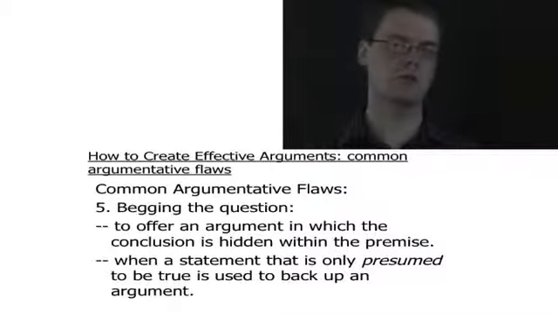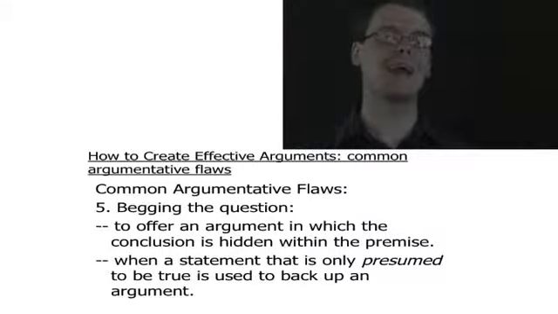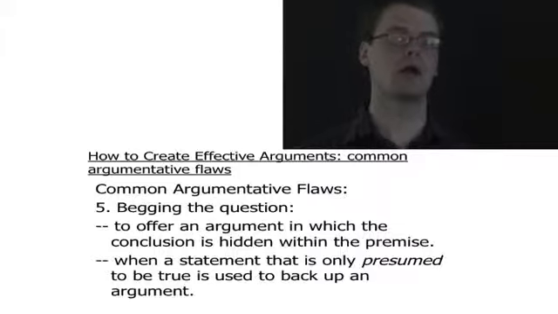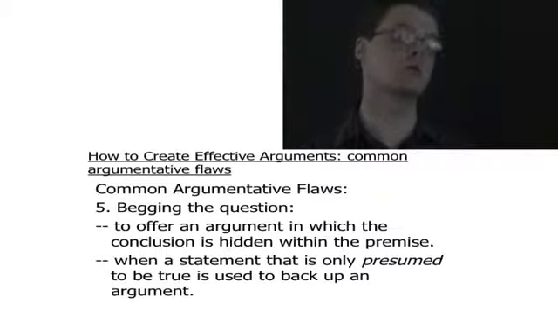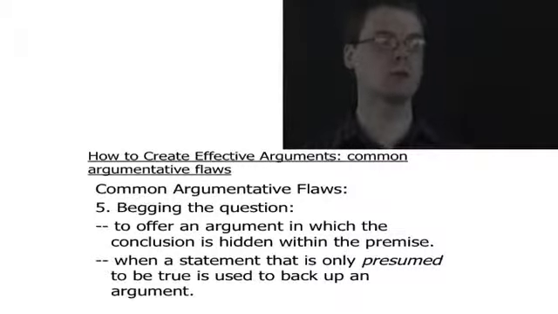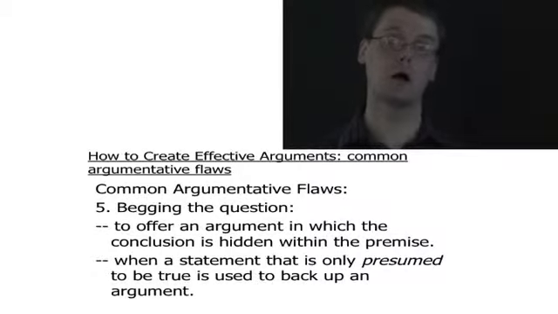Okay, so the fifth common argumentative flaw I want to discuss is what's called begging the question. Okay, now begging the question is where you have an assumption buried into a premise that you are using to try to prove your conclusion. Okay, so it's when you've got a conclusion hidden within the premise, and when a statement that is only presumed to be true is used to actually back up an argument.